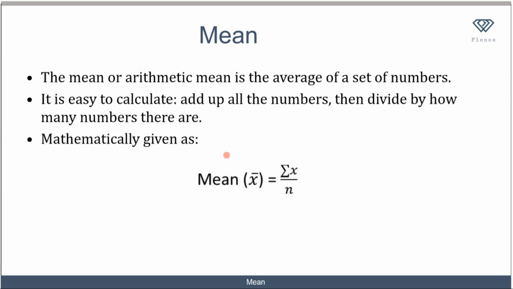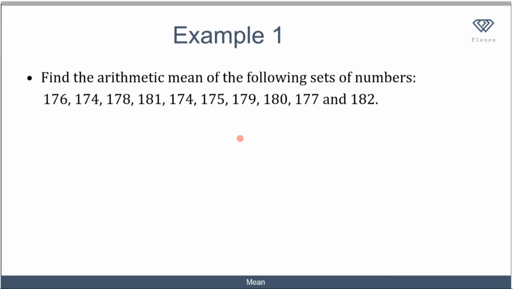So mathematically it is given by this symbol x bar, which is the summation of x over the total numbers that are present. So the mean represents a single number that gives an idea of the average of all the numbers that exist in the data. So let's take a look at how to calculate the mean.